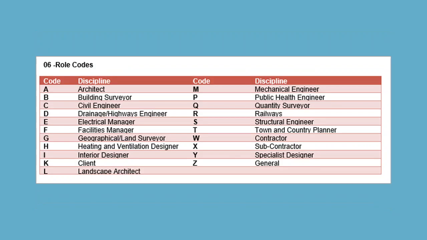The role of the originator of the document is the next code, and again there is a letter against each one: architect being A, MEP being M, Q for quantity surveyor, W for contractor, X for subcontractor, and Y for specialist designer.